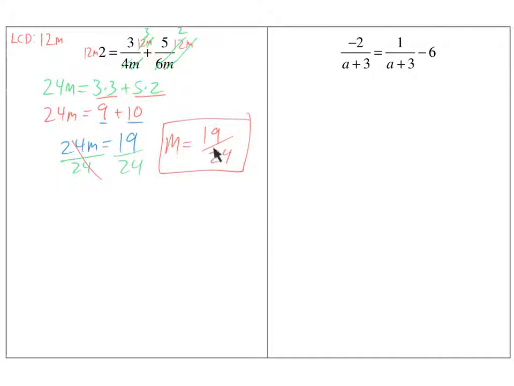And we check real quick. Will this create a 0 in the denominator of the original? No. What would make a denominator 0 is 0, and this would be okay. So it's an okay answer.